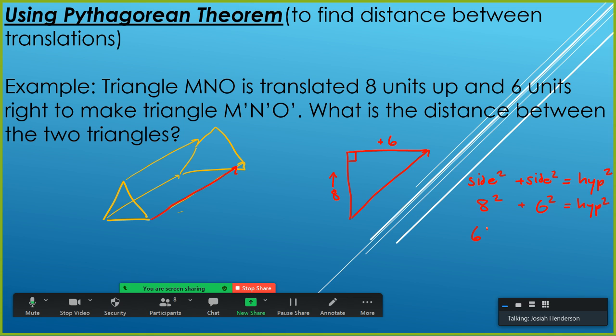8 squared is 64. 6 squared, remember that means 6 times 6, that's 36. We add these and we get 100. So 100 is the hypotenuse squared. To figure out the actual hypotenuse and the distance here, we have to take the square root of 100 to cancel out that squaring. And that comes out to 10. So that means the distance between the old and the new is 10 units.